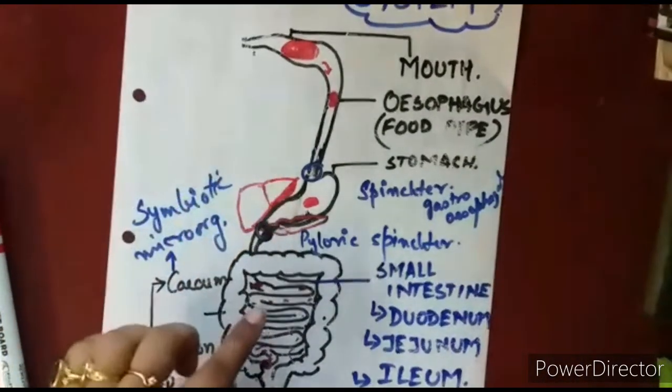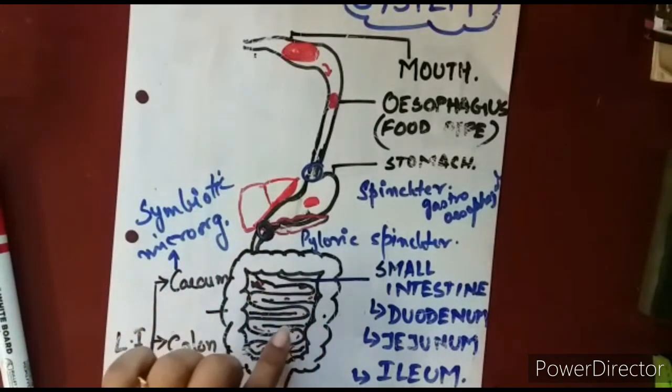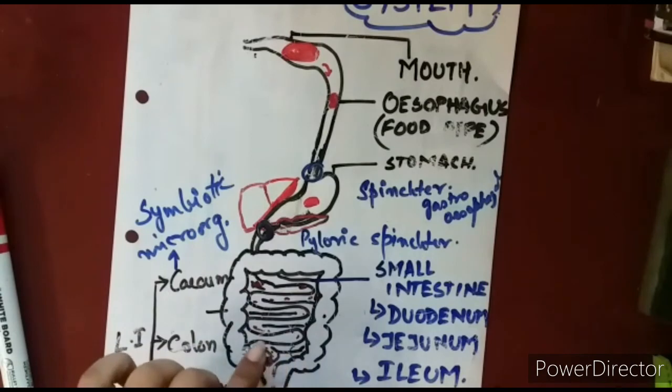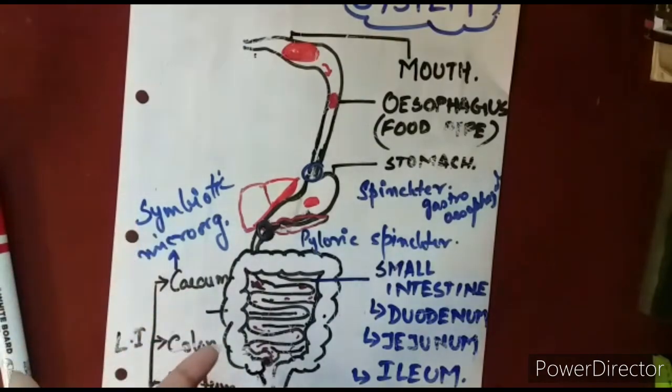Now the food will move to the small intestine. In the small intestine, proper digestion of all the biomolecules will take place with the help of different types of enzymes secreted by our digestive glands. Then the small intestine will open into the cecum region of the large intestine, where it will be acted upon by symbiotic microorganisms, and eventually it will be broken down further, and the food will be absorbed by the body in a more proper, easy manner.